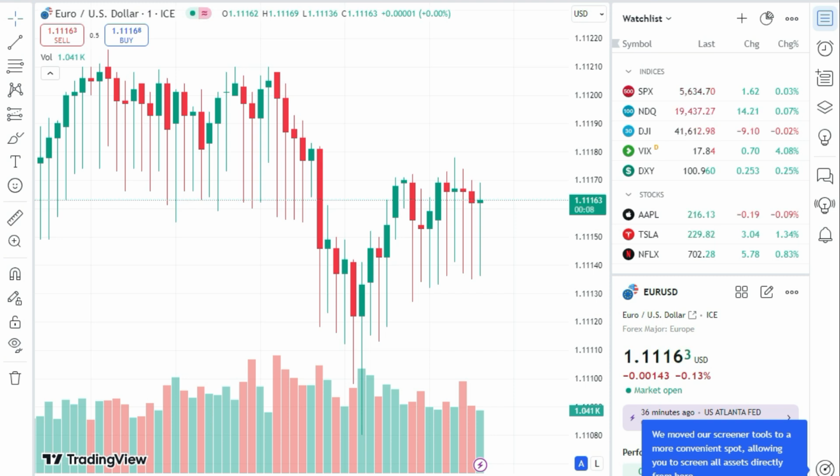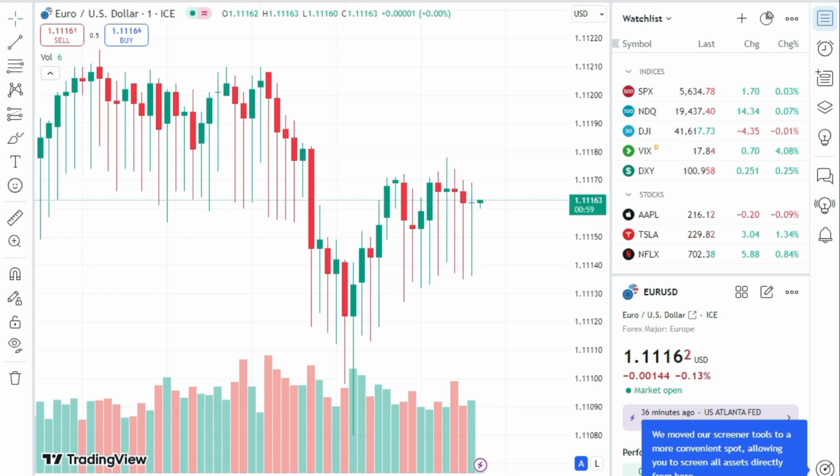Leverage. Forex trading often involves leverage, which allows you to control a large position with a relatively small amount of capital. While this can amplify profits, it also increases risks. PIP. A PIP is the smallest price move in a currency pair, usually the fourth decimal place, e.g., 0.0001.